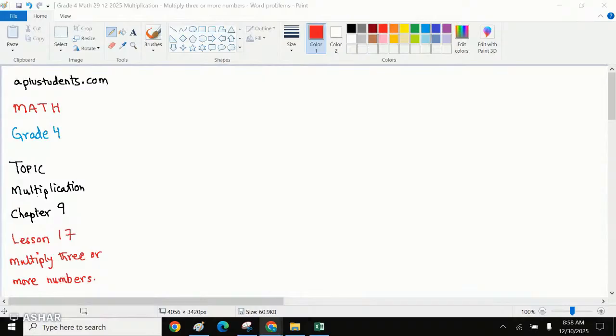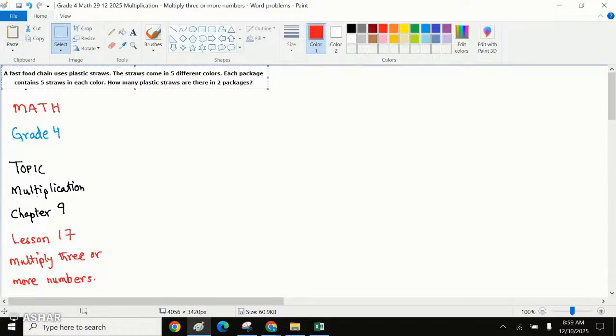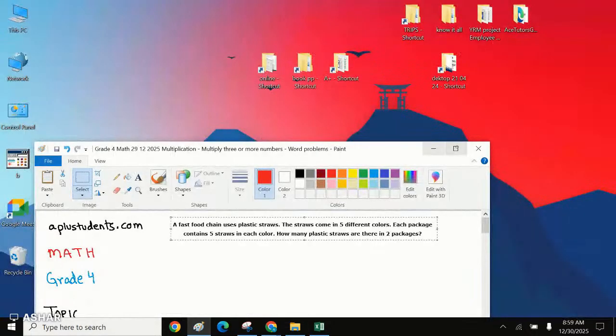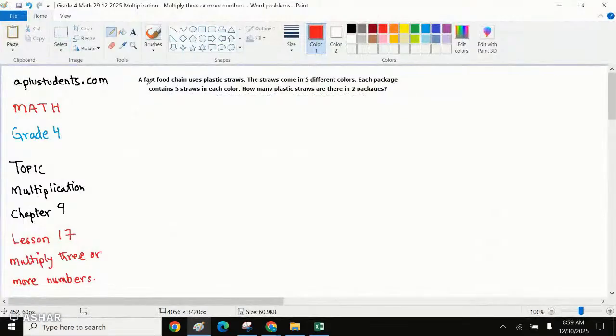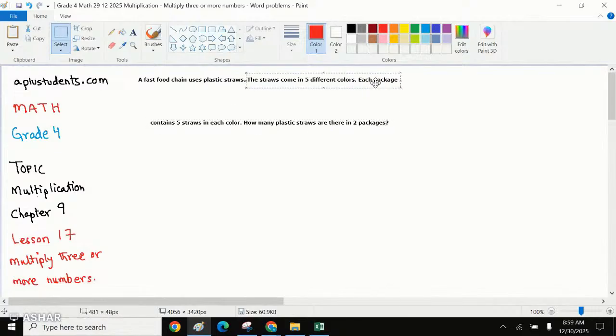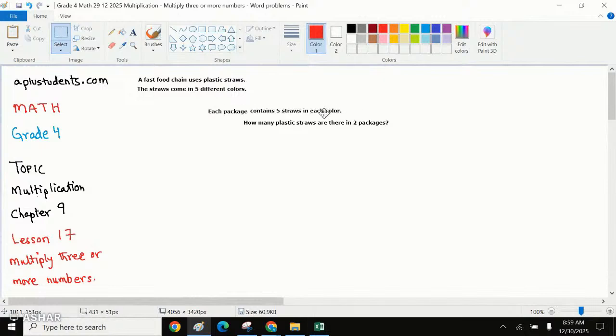Okay, so the questions that we have are, I hope you have logged in. I'll just copy the questions so that we all follow the same. Okay, the first question we have is, the question says a fast food chain. I'll just copy the question. Okay, let me just resize so that it's more readable for everyone. A fast food chain uses this. Just a minute, please. How many plastic straws are there in each package?